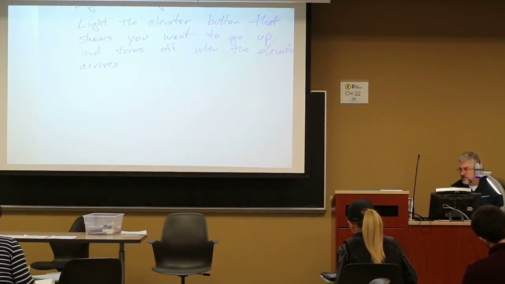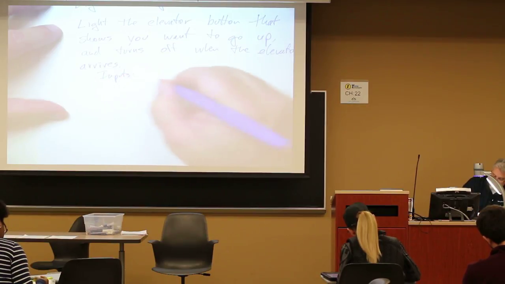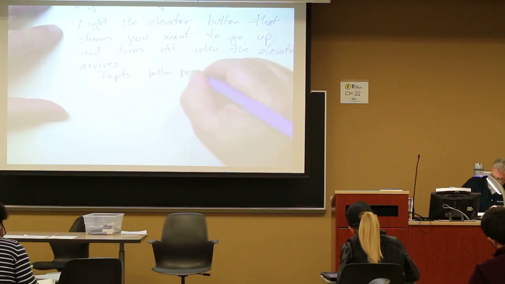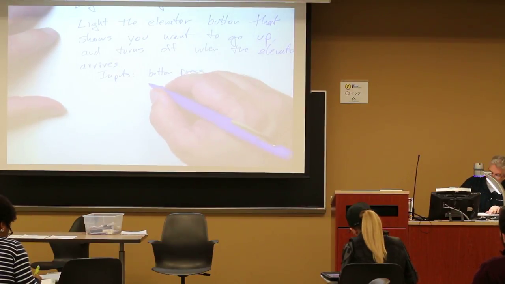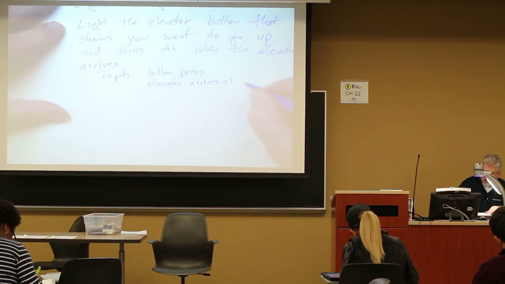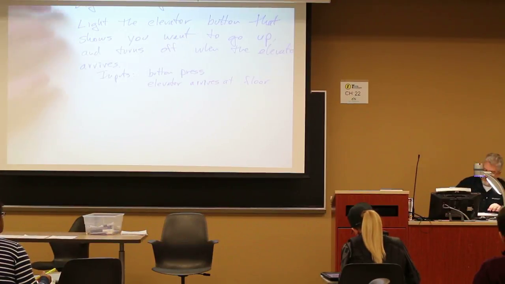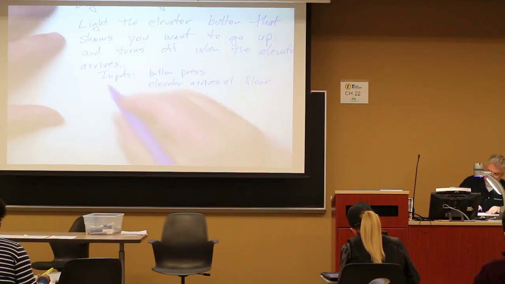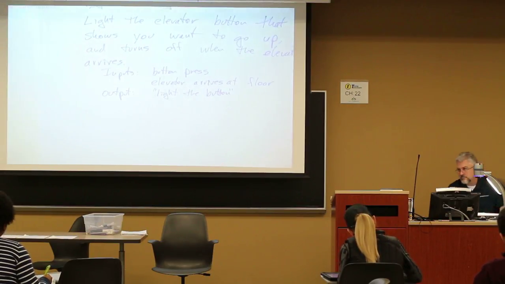Seems pretty easy, right? All right, so let's look at our inputs. What are our inputs? We have the button press, right? You agree? Man, you guys are really sleeping. The other input is elevator arrived at floor. And this assumes that you only have two floors, so this will count for the up and the down one. We'll do a more complex one in a second. So what is our output going to be? The light, the button signal, right?